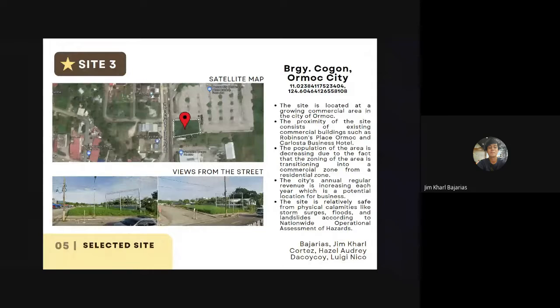The selected site is Site 3, located in Barangay Cogon, Ormoc City. The site is located in a growing commercial area in the city of Ormoc. The proximity of the site consists of existing commercial buildings such as Robinson's Place Ormoc and Carositas Business Hotel. The population of the area is decreasing due to the zoning of the area transitioning into a commercial zone from a residential zone.